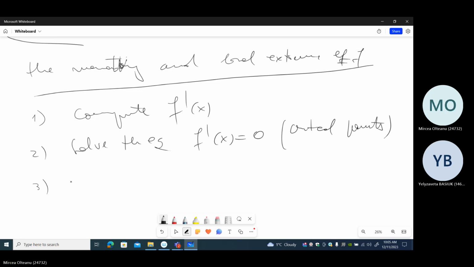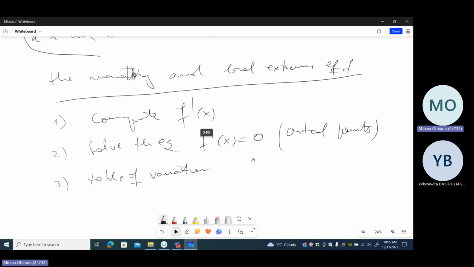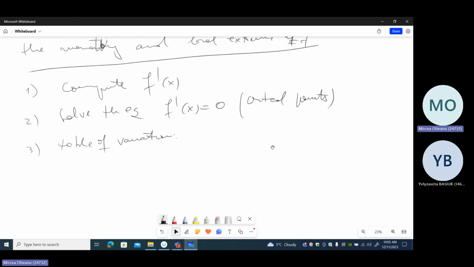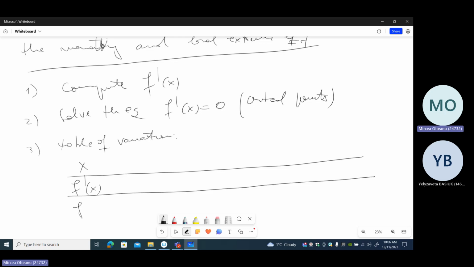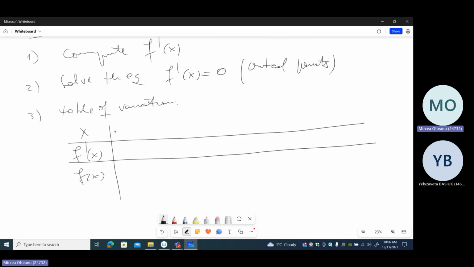And third, make the table of variation, which contains the most important information, which is the sign of the derivative, as we remember from what we discussed in the first hour. So the table of variation has 3 rows. On the first row, we have the domain of definition. So x belongs to some domain, whatever that domain is. Suppose it is, for example, the set of real numbers, but not necessarily.